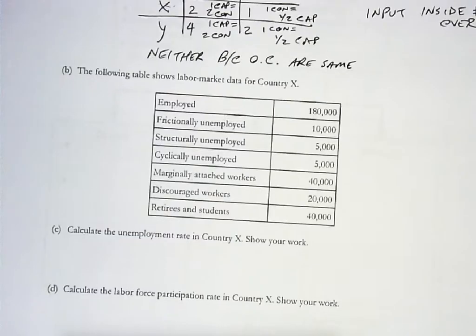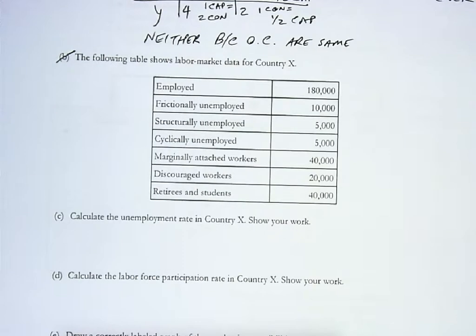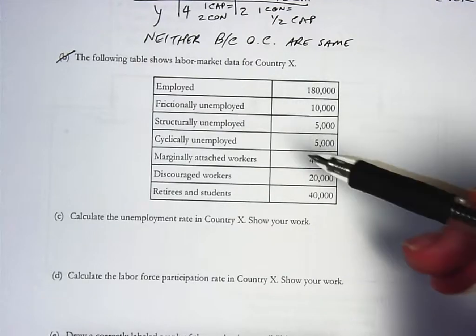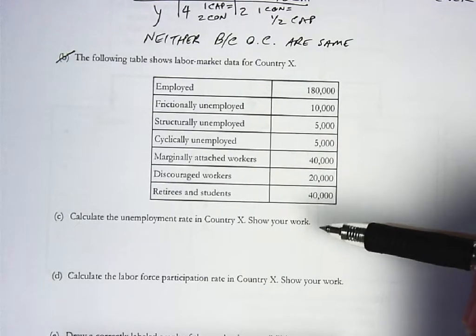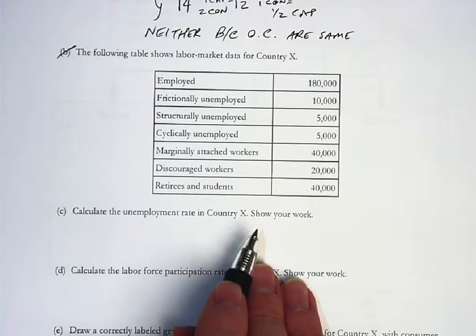Now let's take a look at this table with country X. And part B here is probably more of a mistake. That should just go away. This table shows us employed, unemployed, marginally attached, discouraged workers, retirees, and students. Now, the first thing says calculate the unemployment rate in country X, show your work.